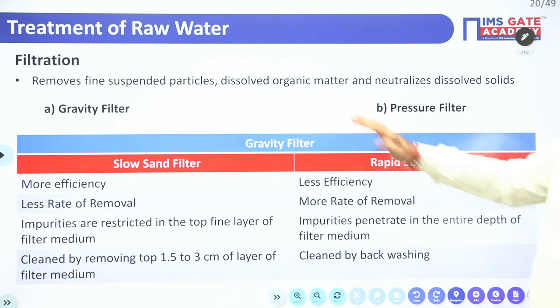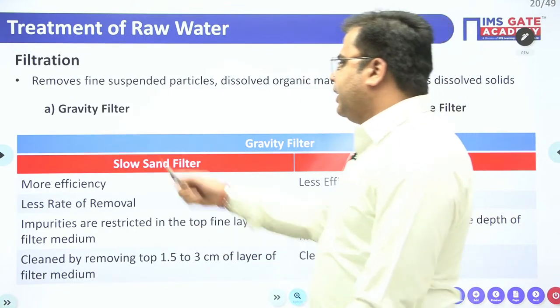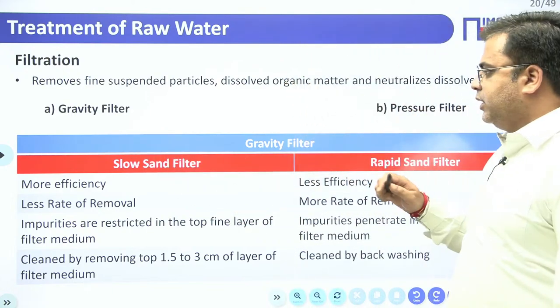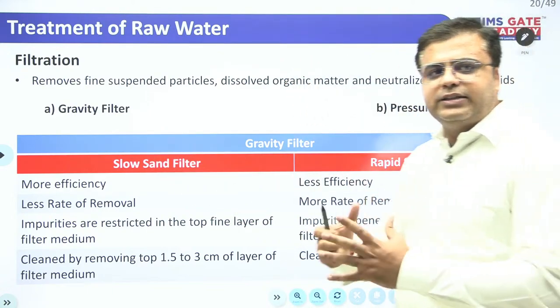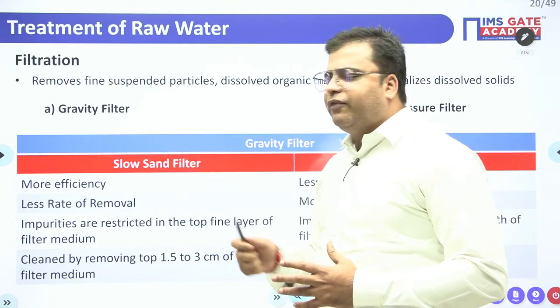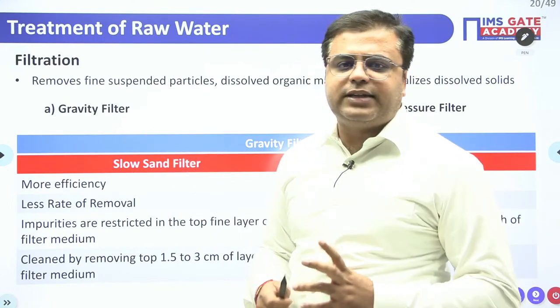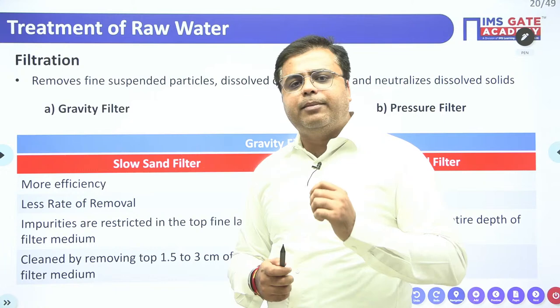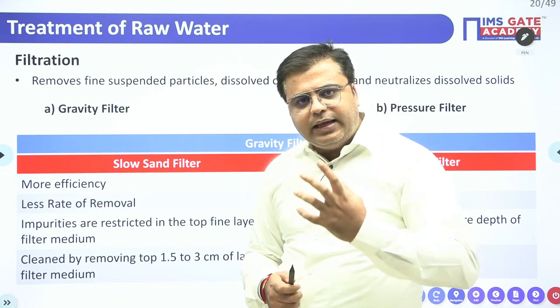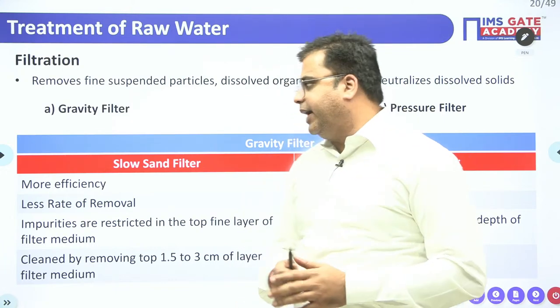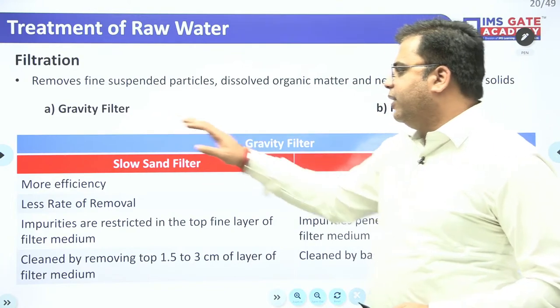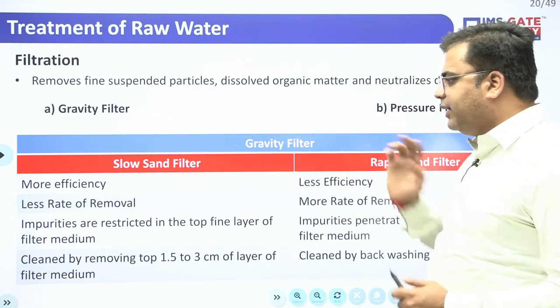So the filters are of two types, gravity filters and pressure filters. For pressure filters, we provide energy from our side, and for gravity filters, we provide a sufficient standing column of water above the filter medium so that this water can easily pass through the filter medium, right? These gravity filters are again of two types, slow sand filters and rapid sand filters.